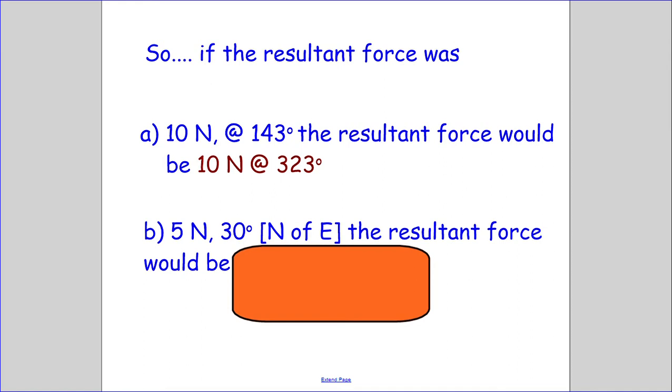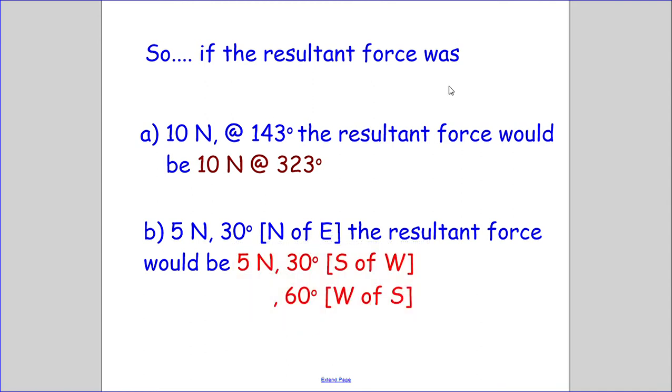If I had 5 newtons, and I had something that was 30 degrees north of east, then the answer can actually have a couple different forms here depending on how you sketch this out. The opposing force is going to be either 5 newtons at 30 degrees south of west, or 5 newtons at 60 degrees west of south.